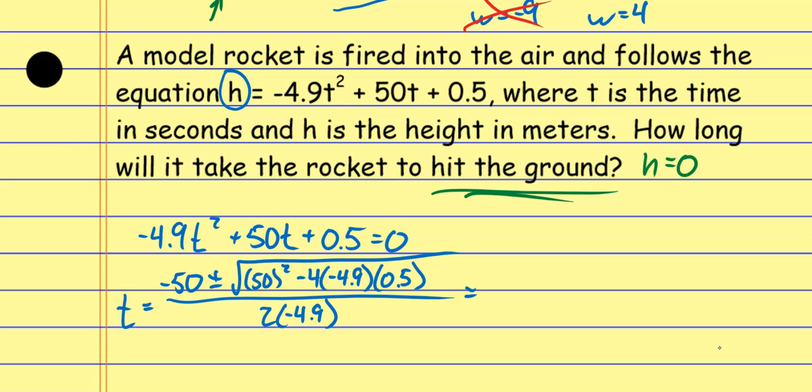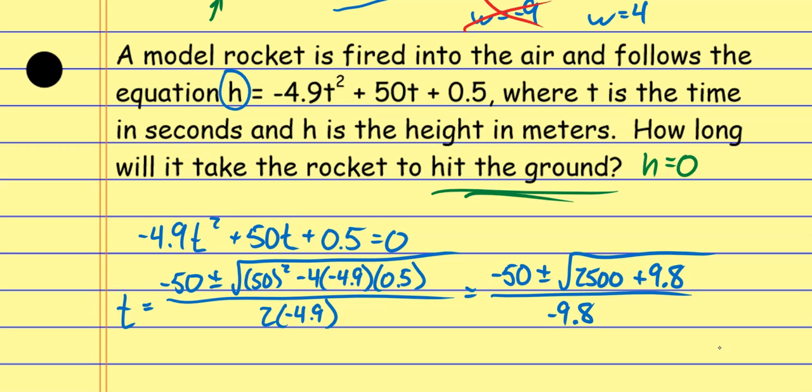So I'm going to do the 50 squared first. And again, use your calculator for this. You know, students sometimes try to do too much in their heads. The next one, 4 times the 4.9 times the 0.5. Let's see, I've got a plus 9.8 when I multiply all that out. And again, be careful with your signs. I'm still simplifying these, even though it's a little bit ugly. Down here, I get a negative 9.8.